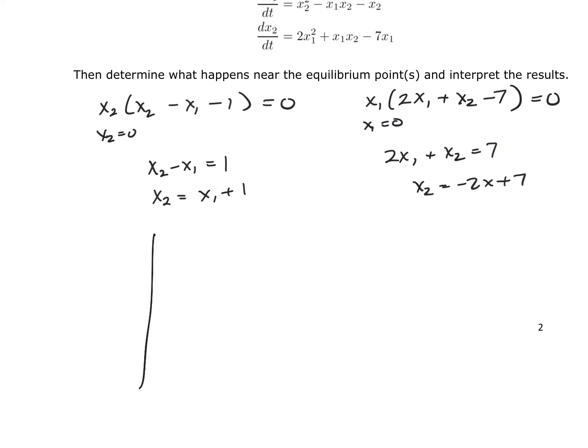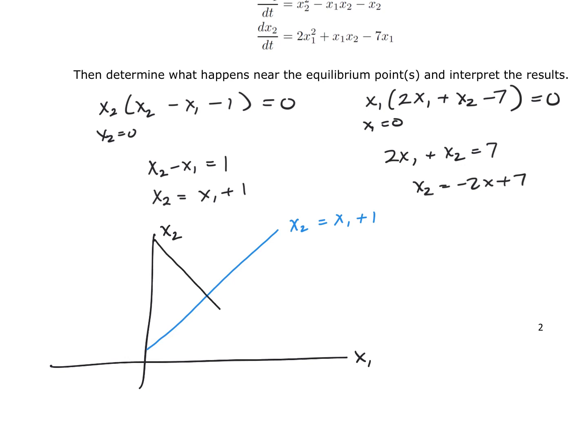So once again, I'm going to go to my axes. So this would be my x sub 2 axis, and it would be my x sub 1 axis. And I'm going to graph these two. So I have x sub 2 with a positive slope and an intercept of 1. So this is my x sub 2 is equal to x sub 1 plus 1. And then I'm going to graph the other one, starting at 7 as the intercept, and I'm going to come down. So this is x sub 2 is equal to negative 2x sub 1 plus 7.